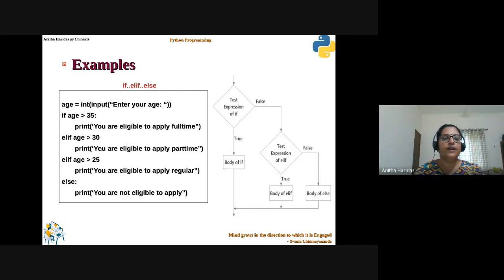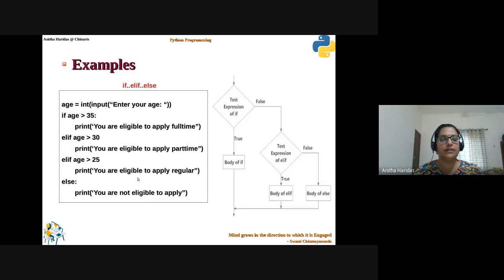If it is 25 to 30, you can do regular. 30 to 35 means you can do part-time. Above 35 means you have to do full-time. All right, just like that. Okay, so this is another example for the elif keyword along with if else, right?